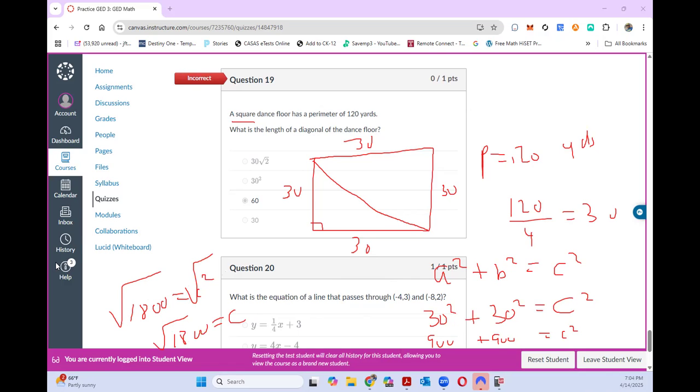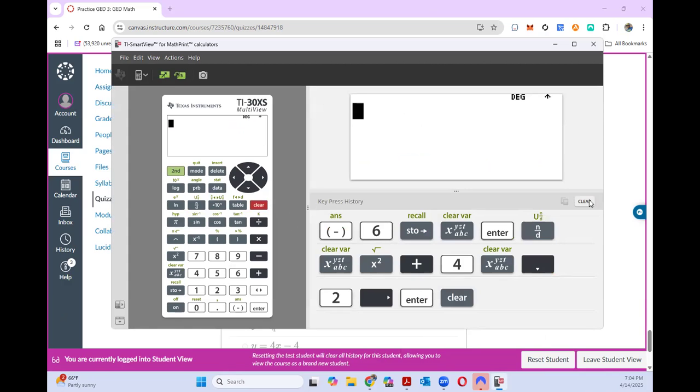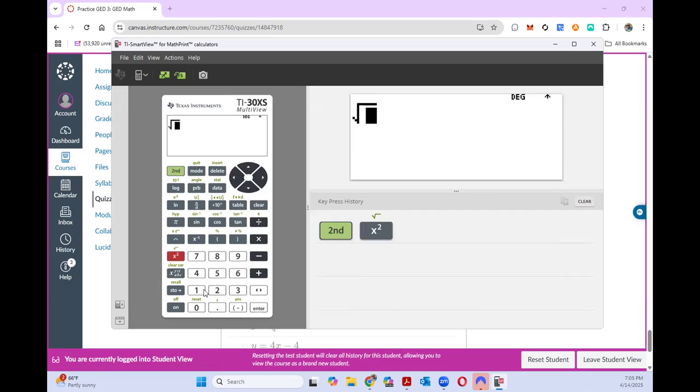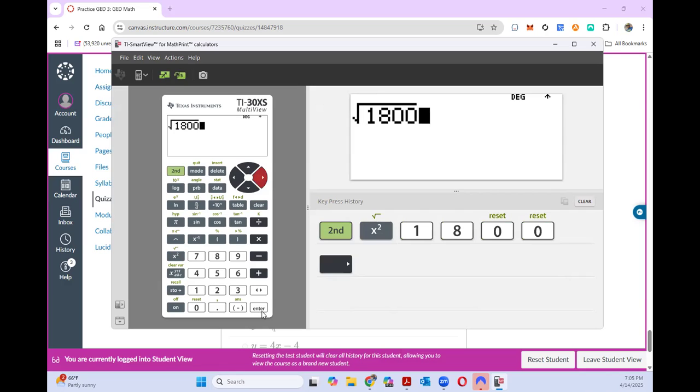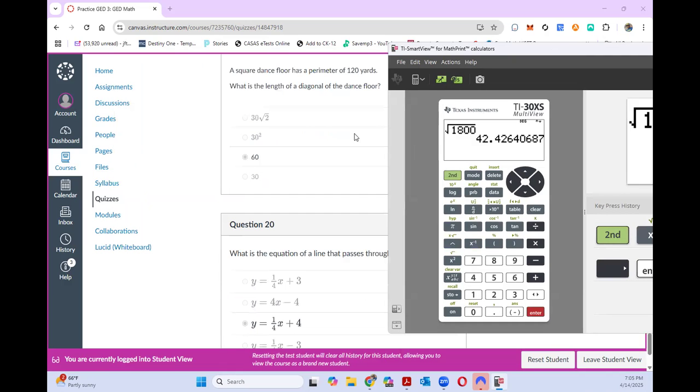Let me go do that in my calculator. Let me clear everything out. Square root of 1800. So now, I don't know what that answer is. Hold on. Guess what? The answer is 42. It's not 30. It's not 60. It's not 30 squared. Let's see what 30 square root of 2 is. Oh wow. Look at that.